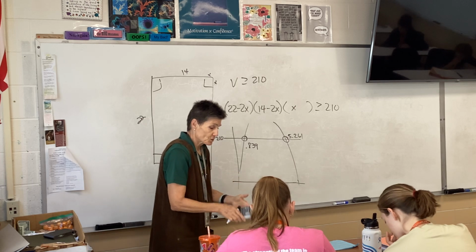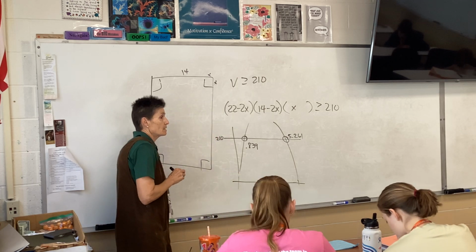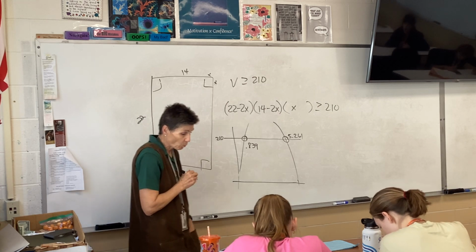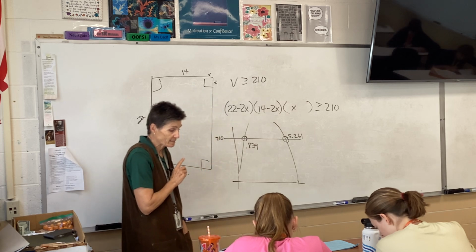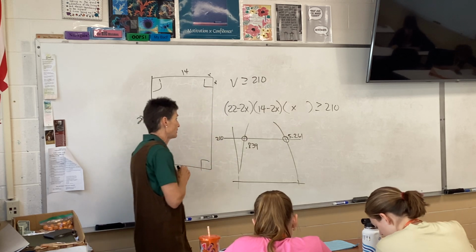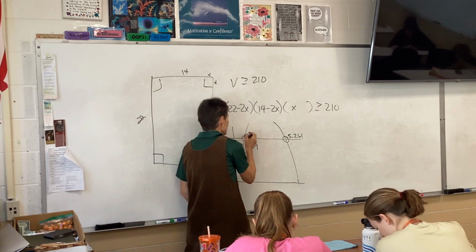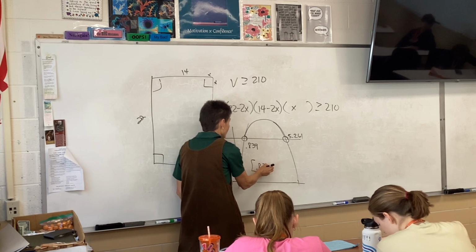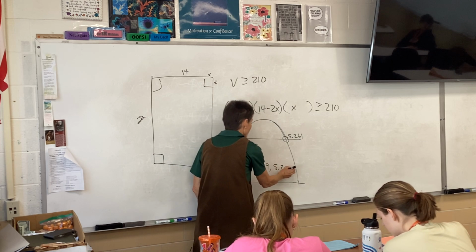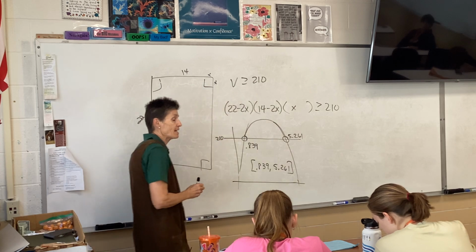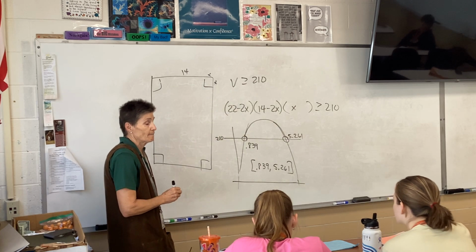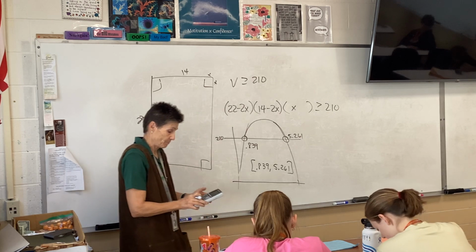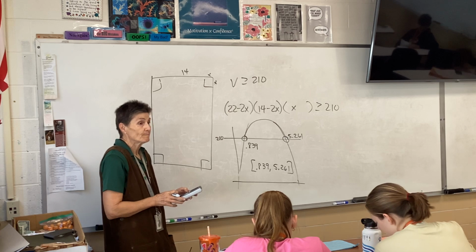So, what do I put in the answer blanks? What is the actual answer to the question? Remember, the question was, what size corner should be cut to yield a volume of at least 210? So don't I need everything in between them? So 0.839, 5.261 with brackets, that's everything in between those two numbers, including them, because it says at least. Okay? All right, what else?